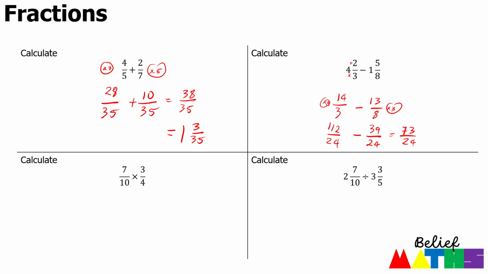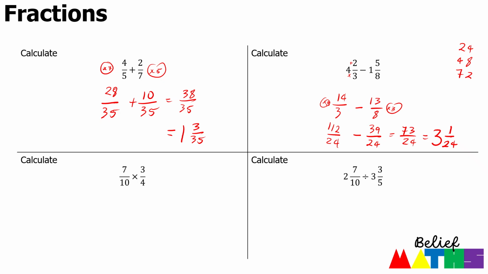Now we have to figure out how many 24s go into 73. Well, if we just list our multiples of 24, 24 plus 24 is 48, plus 24 is 72. So we've got very close there to 73, so that should be right. So we've got 3 of those and a remainder of 1 over 24. 3 and 1/24. Now if the question is given in mixed numbers, you should convert it back at the end. That's usually the expectation.